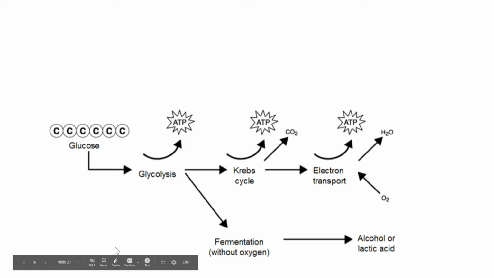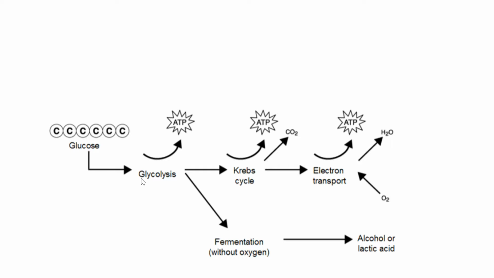Here's a picture. You can see glucose. It has 6 carbons. That's how they are showing it. It goes through glycolysis, and we get an ATP out of it. Remember, this is what your cells will use as energy. So the sun's energy is taken in by plants. Plants make it into glucose. We break it down and make it into ATP.